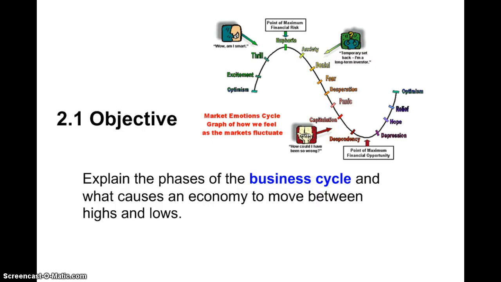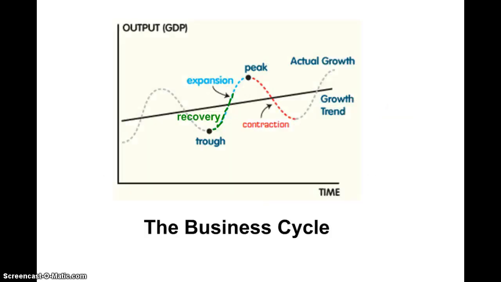Today's objective is to explain the phases of the business cycle and what causes an economy to move between highs and lows. First, let's look at the business cycle. You should notice as you look at it that there's a trend line that is pointed upward. Back in the early days when we learned about economics in college, the line for the business cycle was actually shown as a horizontal line. But economists switched over to having an upward slope line to show that overall the long-term trend is toward growth.